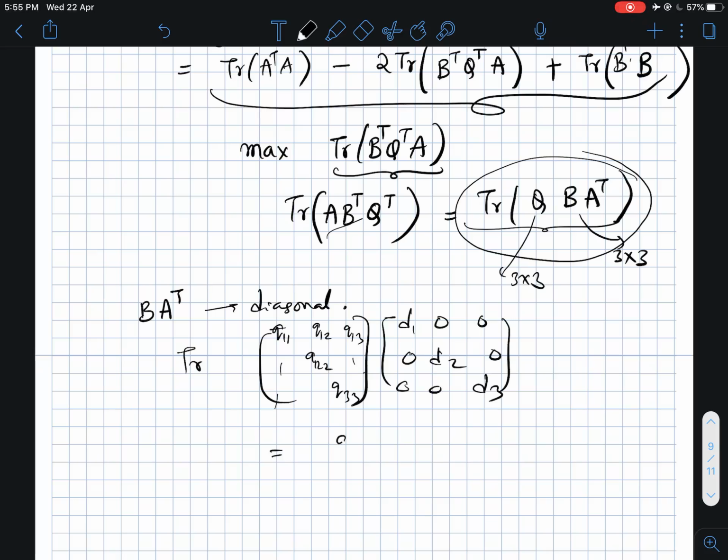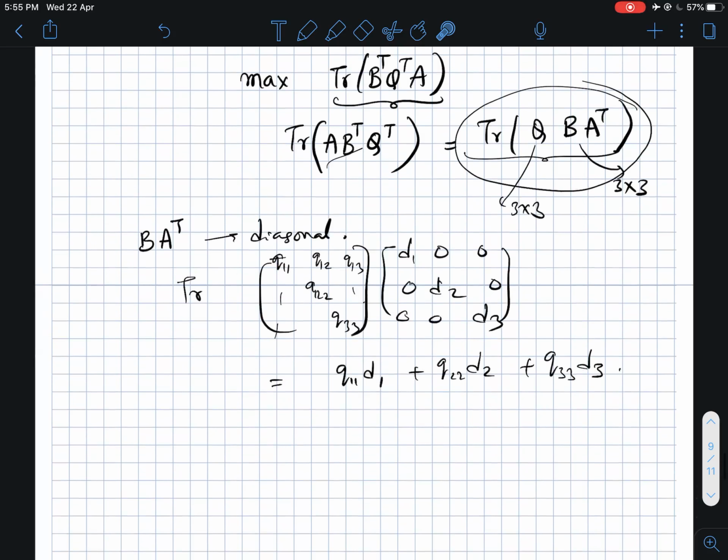Let me not write all of them. When you take the trace of this, you will see that you will actually only get Q11D1 plus Q22D2 plus Q33D3. Remember, trace is like taking an inner product in some sense. Because all these other entries happen to be 0, they will not play a role in the overall trace. We'll actually just get this to be a trace. You can very easily check that just by doing a multiplication.